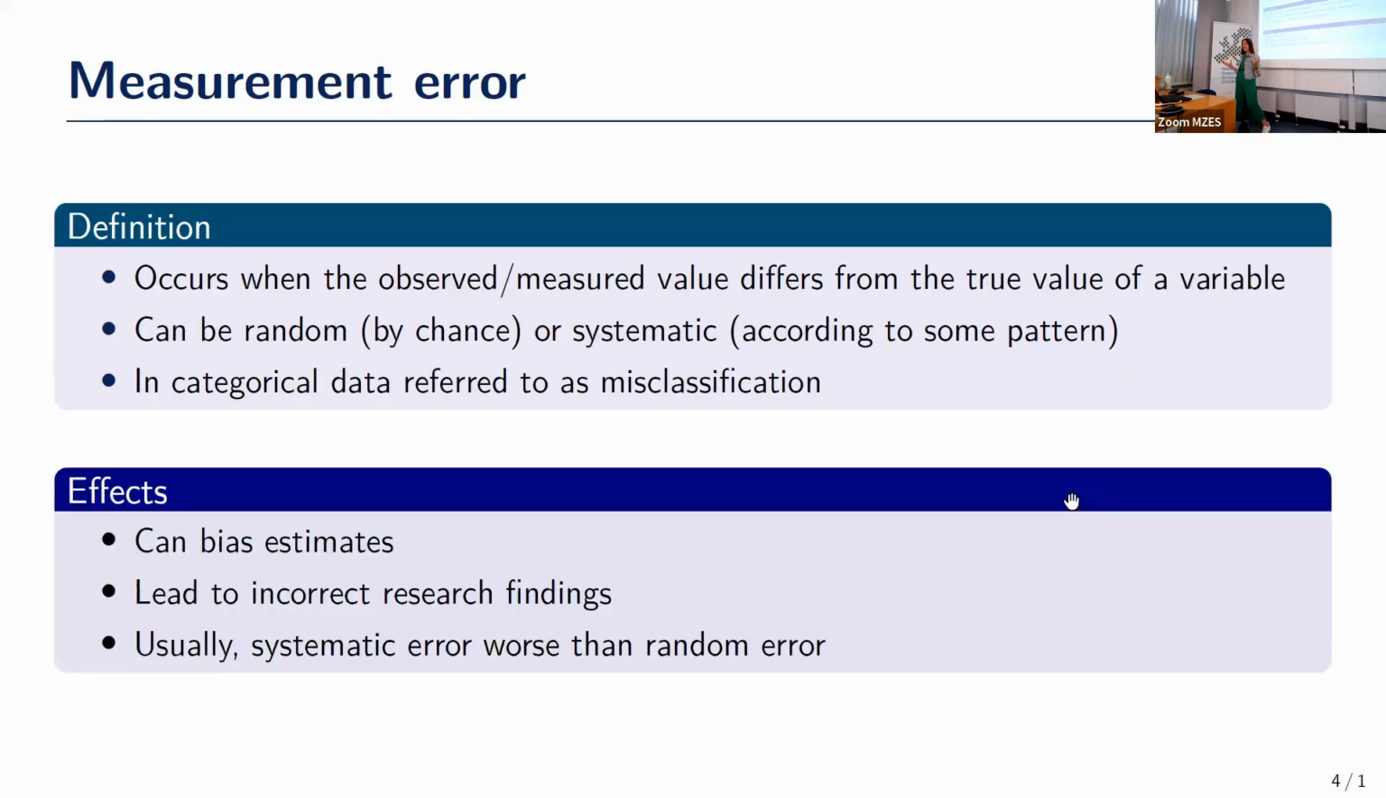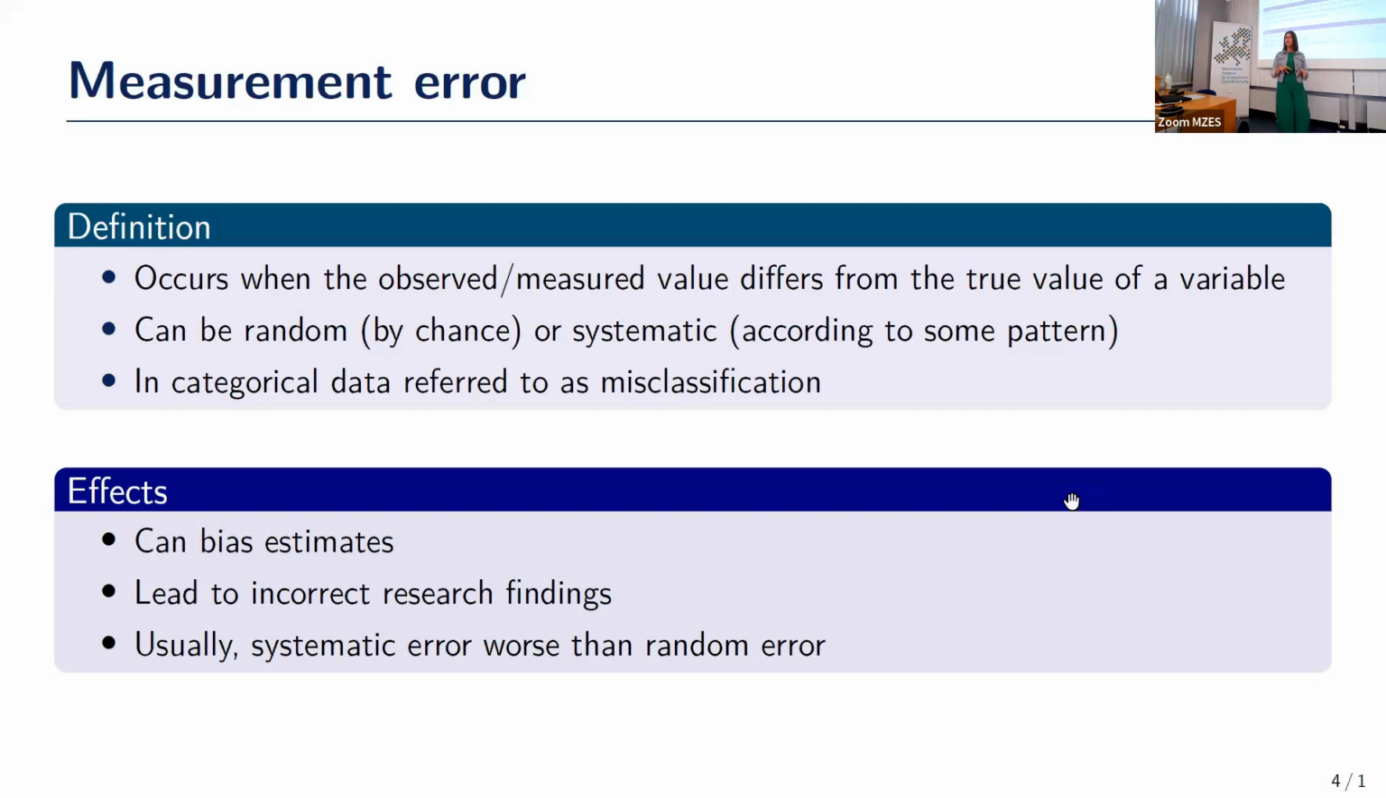And in terms of the effects, well, it can really severely bias estimates. So that's the part of why we should care about this and try to do something about it. Measurement error can have strong biasing effects, which has been shown for different types of modeling techniques, and as a result, it can lead to incorrect research findings.